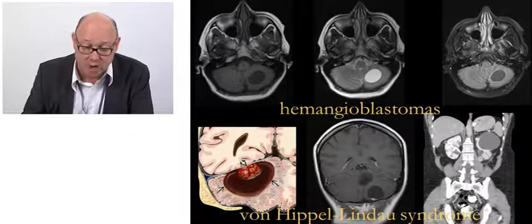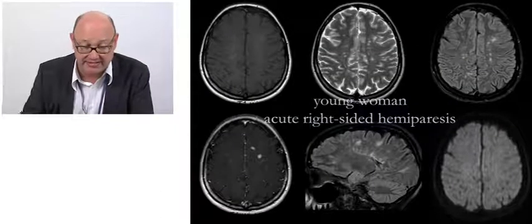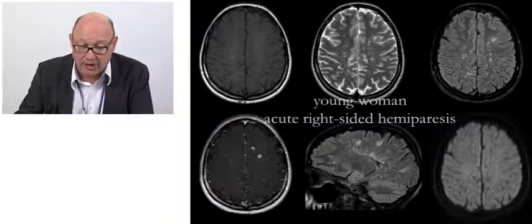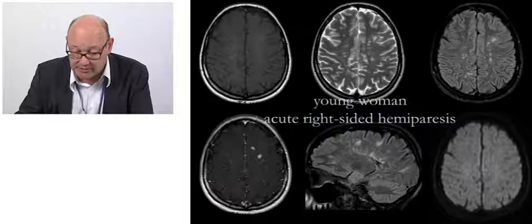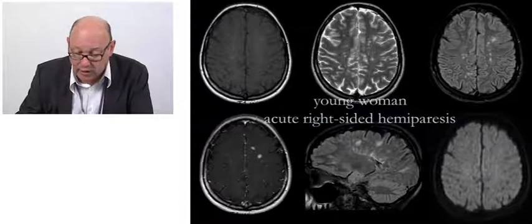So let's now start pattern analysis by topography. This is a young woman, and she presented with an acute right-sided hemiparesis. This is a T1, T2, and FLAIR image that shows multiple white matter lesions in both cerebral hemispheres. After gadolinium injection, you see that some of the lesions are enhancing, but not all of them. On the sagittal FLAIR, you see the lesions have more or less an ovoid shape. Some of them are close to the corpus callosum in the periventricular white matter. Other lesions are in the juxtacortical white matter.